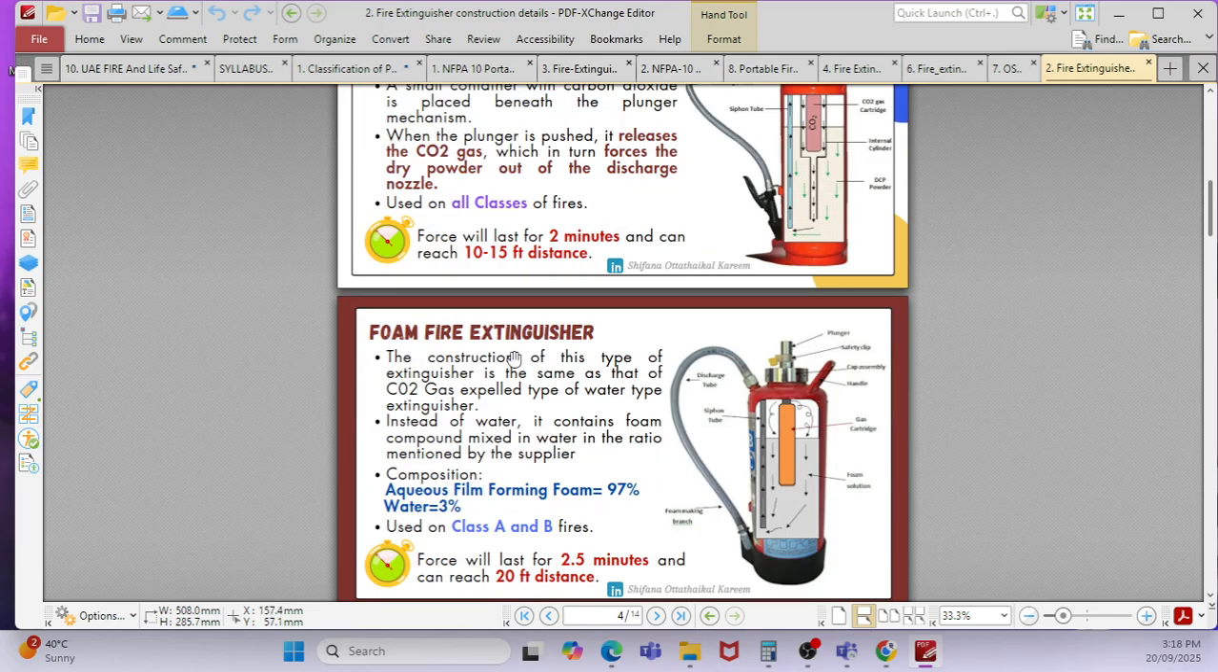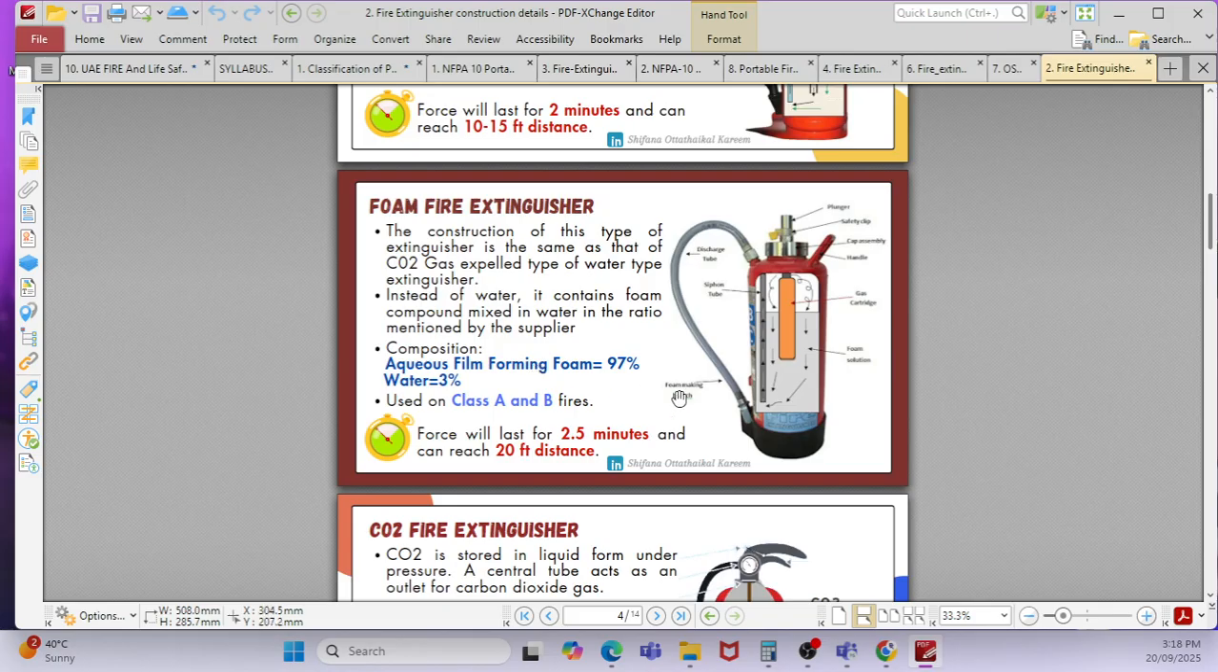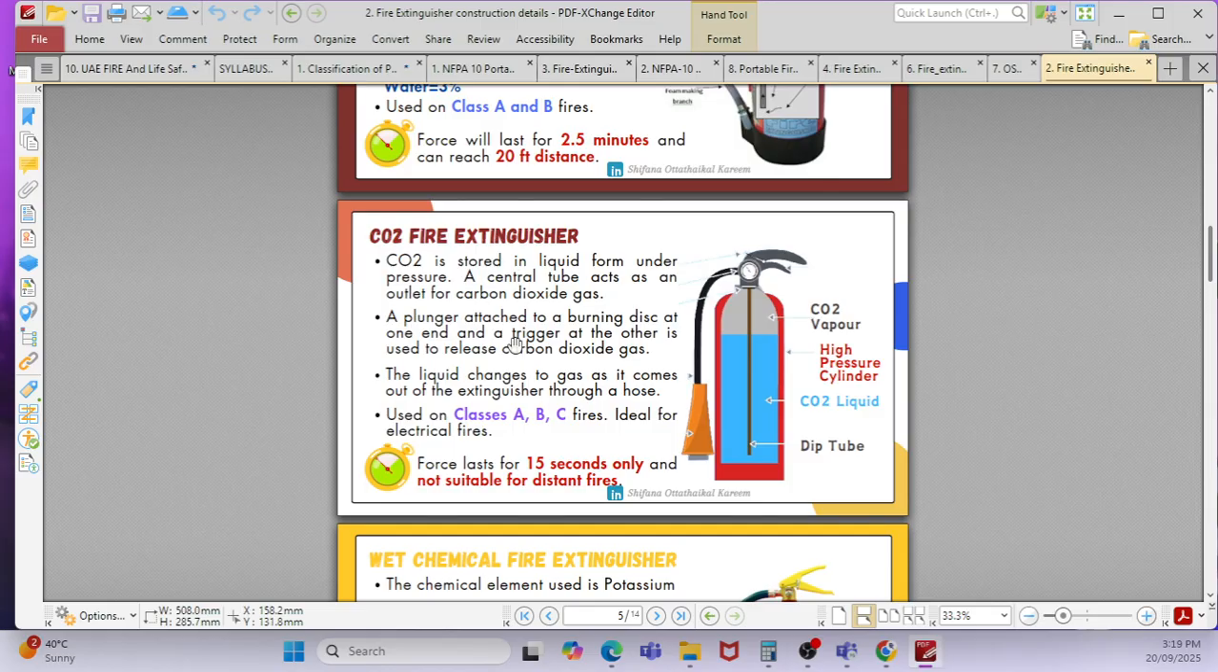Okay, then you have foam fire extinguishers. So what is inside? You have CO2 gas expelled type of water. Instead of water, it contains foam compound mixed in water in the ratio mentioned by the supplier. Normally, remember, for the foam system the composition is 97 percent water and 3 percent foam compound. Used on class A and class B fires. It is suitable for 2.5 minutes and 20 feet distance. Okay, similarly for the CO2 fires.